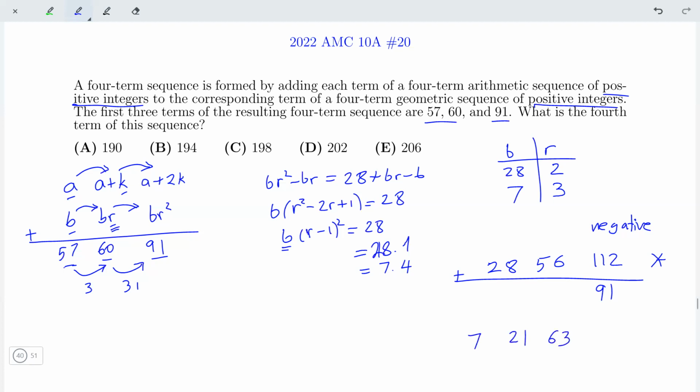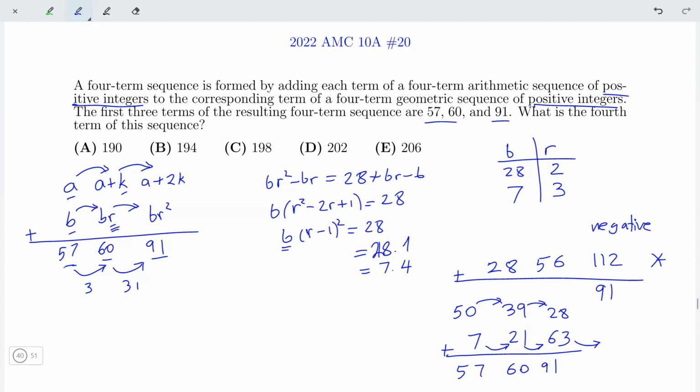And for the second case, if b is 7 and r is 3, so we triple each time. For the sums to be 57, 60, and 91, we need the first term of the arithmetic sequence to be 50. The second term should be 39, and the third term should be 28. So these decrease by 11 each time, which is good, and these triple each time, which is also good. So this works. This is a solution. That means this is the intended solution.